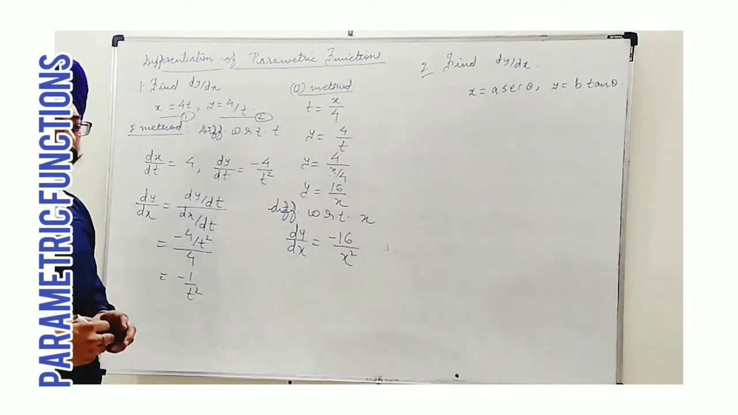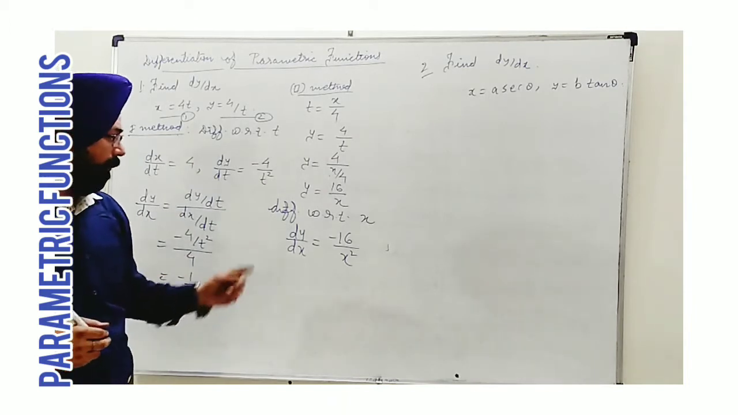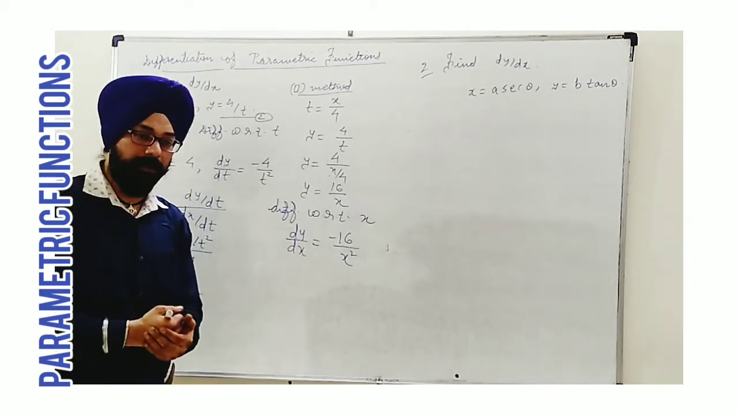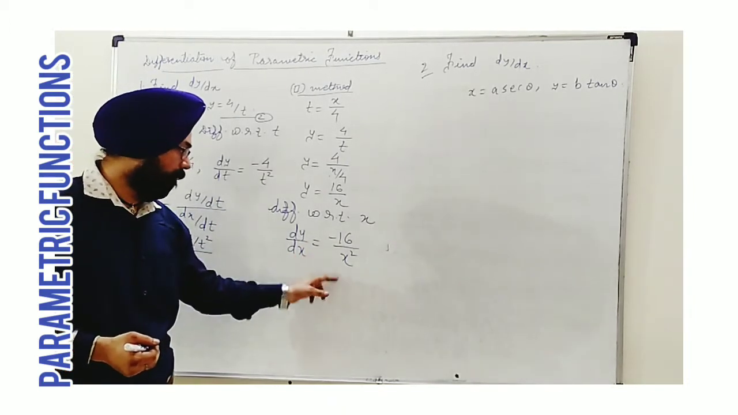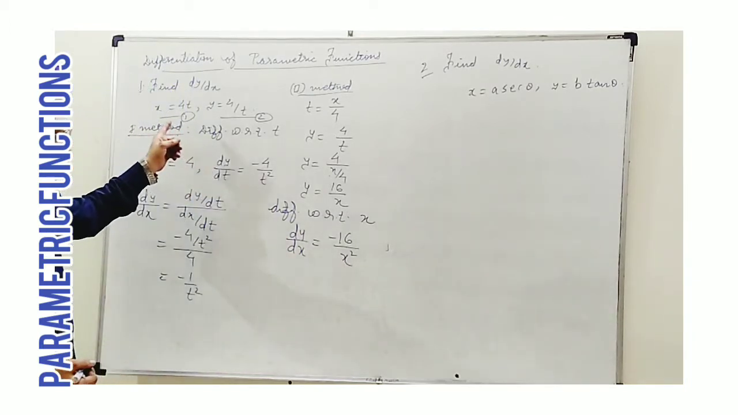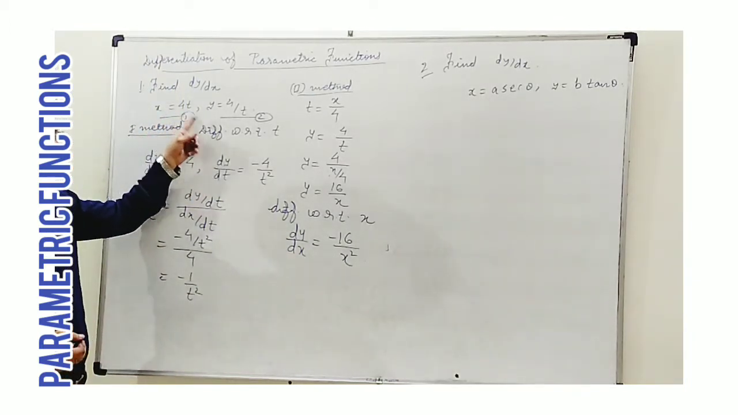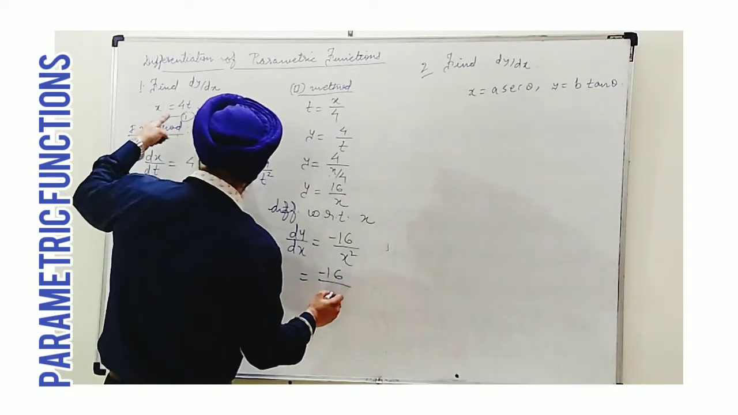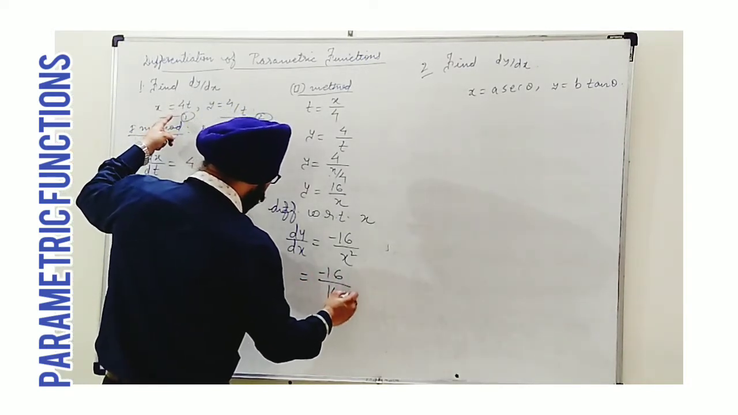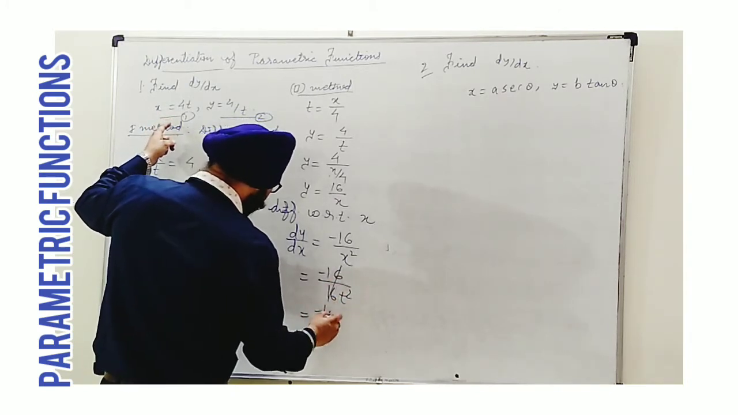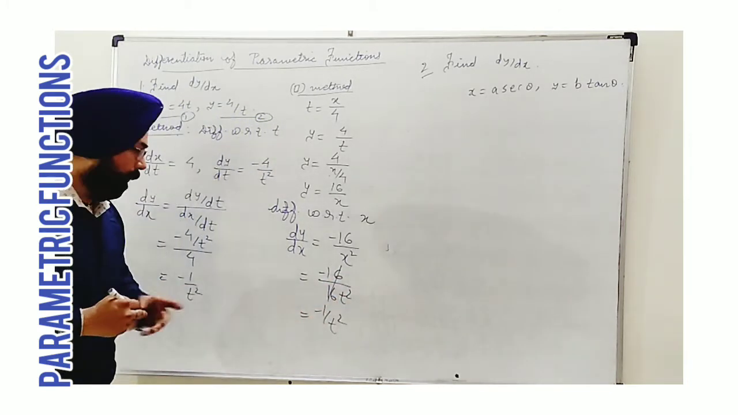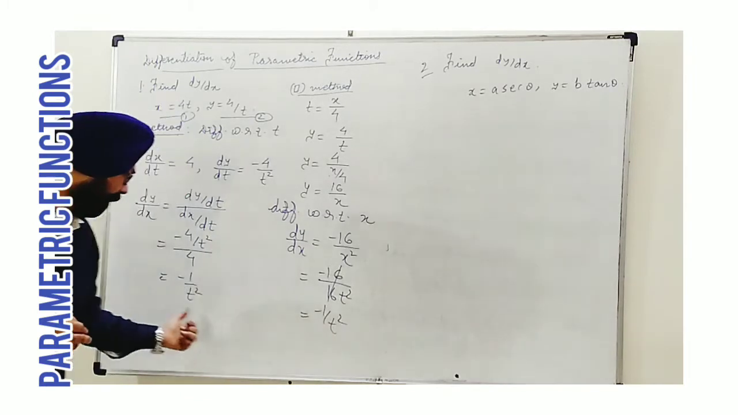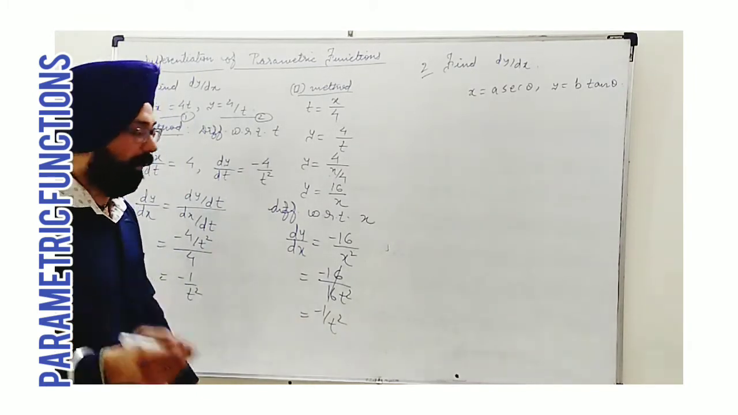So in general, whenever a parametric function is given, the answer is presented in terms of the parameter only. Here, if you want to convert in terms of t, we have to go back to the equations given. X equal to 4t, we need to put the value. We'll find here minus 16 upon x square will be 16t square. Finally, minus 1 upon t square. So in terms of the parameter, we get minus 1 upon t square. There is no change in the answer if we change the method.